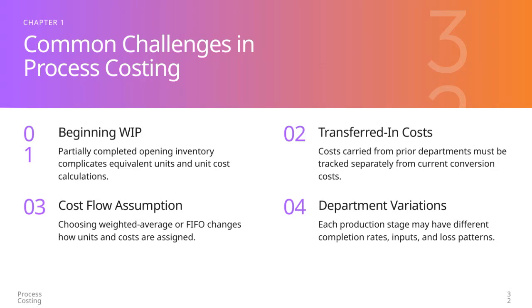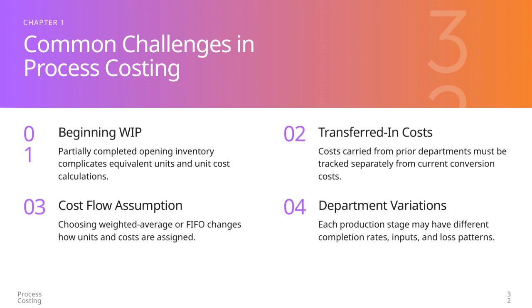Now, let's talk about some common challenges we face in process costing. One major issue is dealing with partially completed beginning inventory. This can make calculating equivalent units and unit costs more complicated because we have to factor in the work already done. Another challenge is managing transferred-in costs. These are costs that come from previous departments and need to be tracked separately from the current department's conversion costs to ensure accuracy.